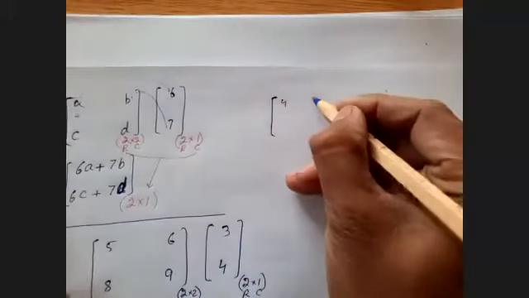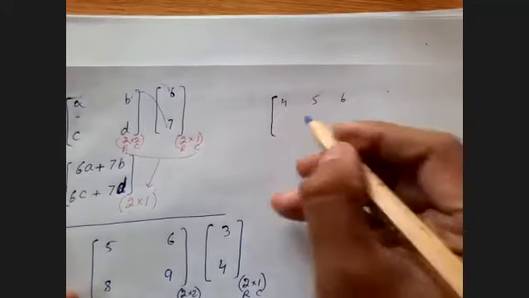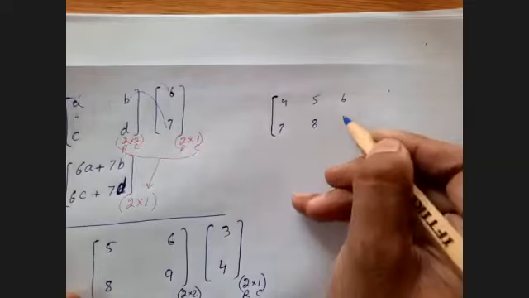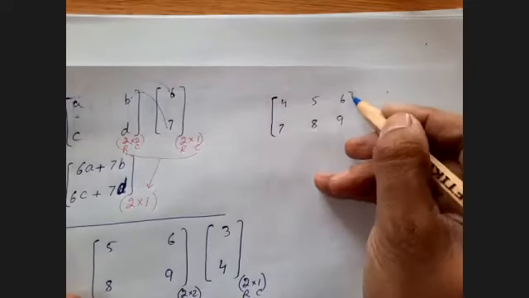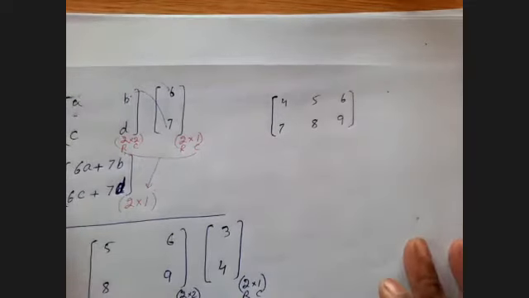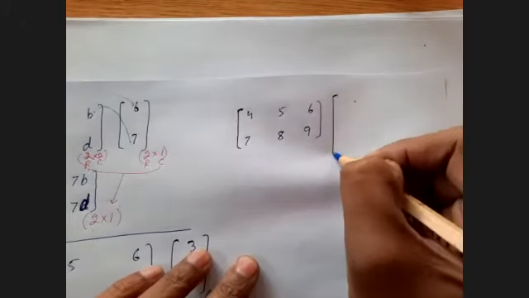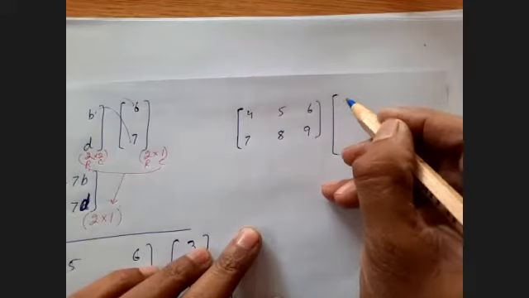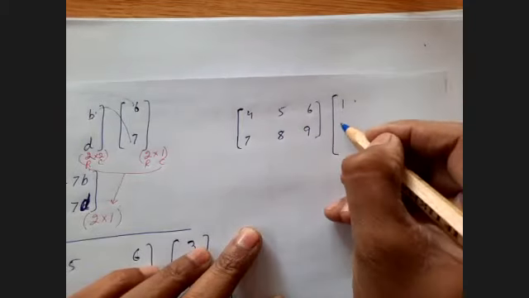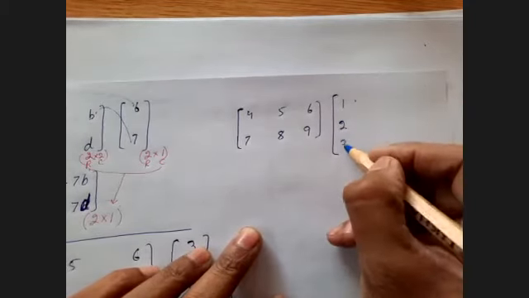4, 5, 6, 7, 8, 9. If I have a matrix like this, now I have another matrix like 1, 2, 3.